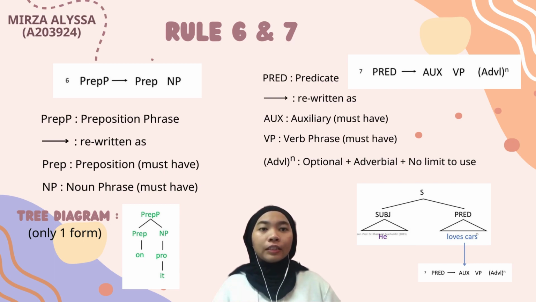Rule 7 focuses on predicate. It consists of auxiliary, verb phrase, and adverbial. Auxiliary and verb phrase are a must-have, while adverbial is optional, means can be added or not in the form to build the tree diagram.